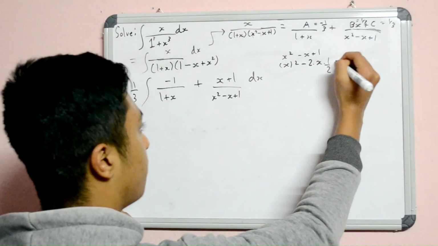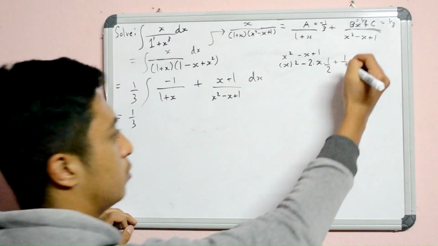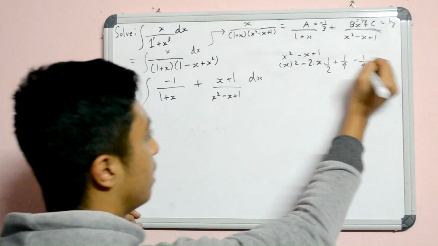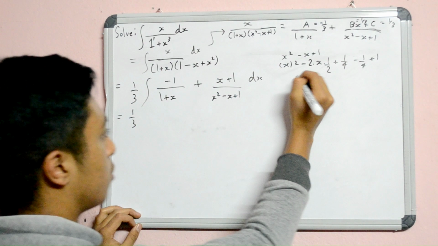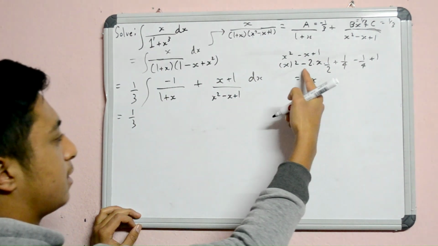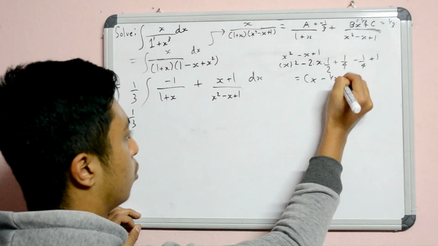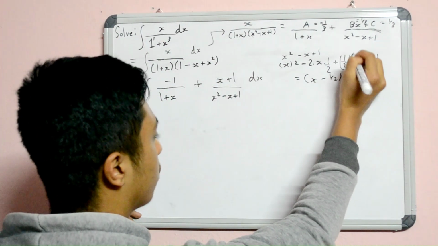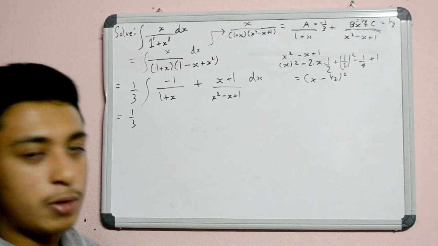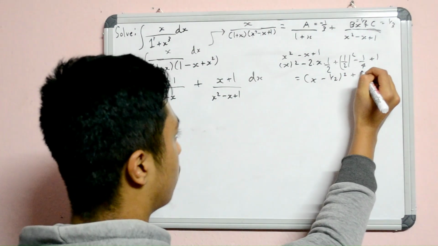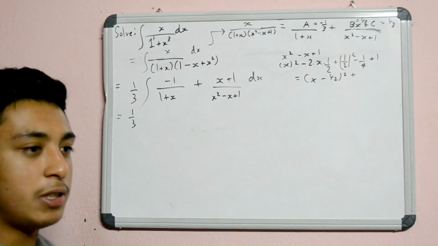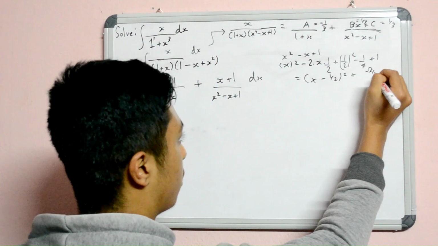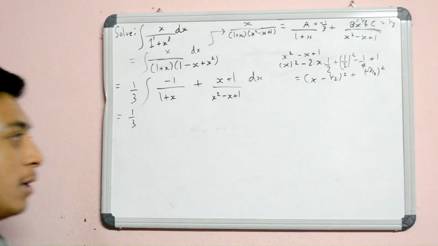So we have to add b square, which is just 1 by 4. And since we added 1 by 4, we have to subtract 1 by 4. Don't forget the plus 1. So this is just x minus 1 by 2 whole square minus 1 by 4 plus 1, which is just plus 3 by 4. But 3 by 4, let's just write it in square root form: square root of 3 by 2 whole square.